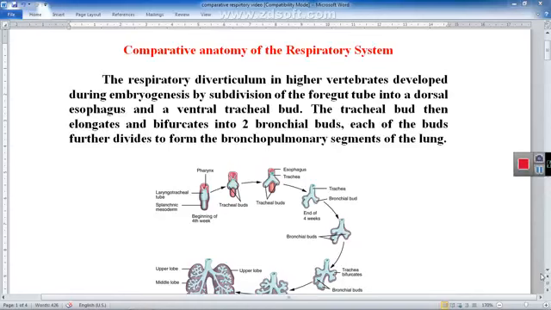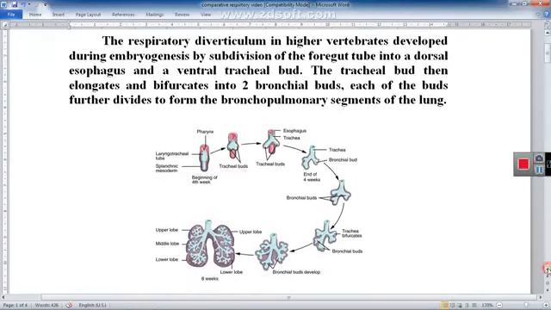During development, the respiratory diverticulum develops during embryogenesis as a part of the subdividing foregut. There is a septum that appears in the foregut, which divides the foregut into two tubes, a dorsal tube, which is the oesophagus, and a ventral tube, which is called the respiratory diverticulum, or the tracheal bud.